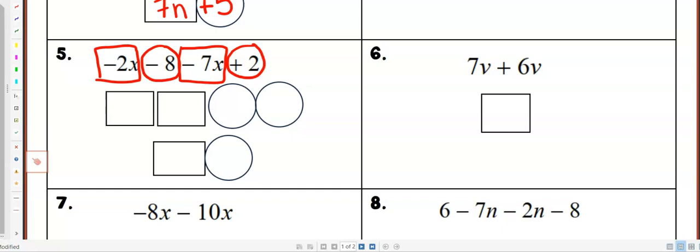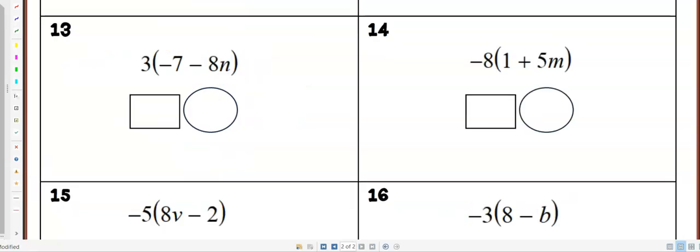Let's rearrange these. So I have negative 2x, negative 7x, negative 8, positive 2. All right, negative 2x, negative 7x, they're both negatives. We can combine those. So we have negative 9x, and then negative 8 with positive 2. We have different terms, we have opposite terms. So negative is more, so we're going to take 2 from the negatives, and that leaves us with a negative 6.